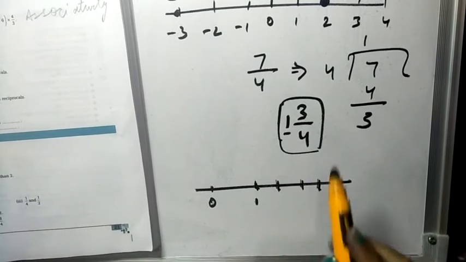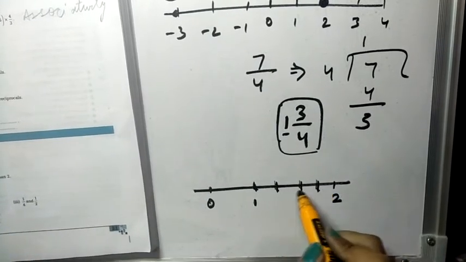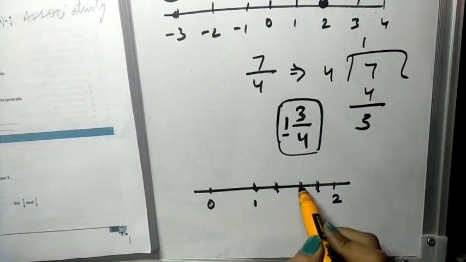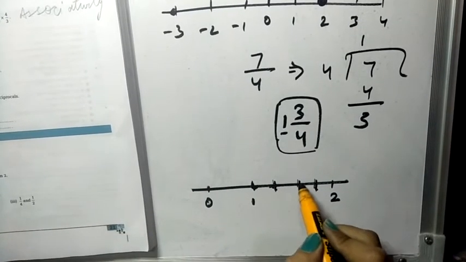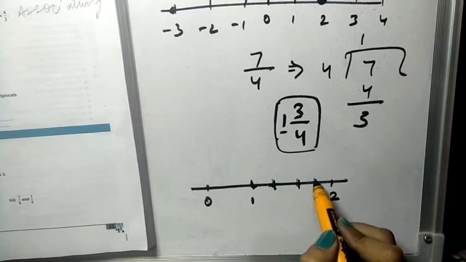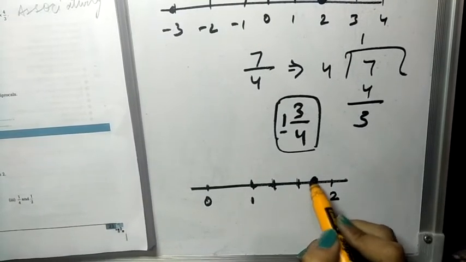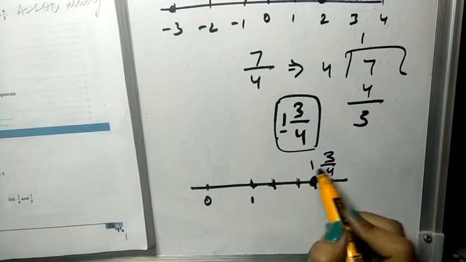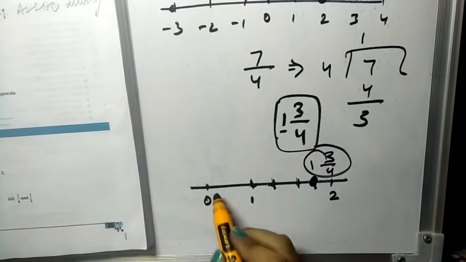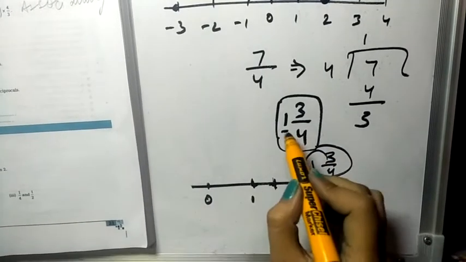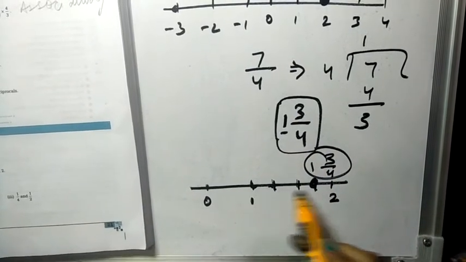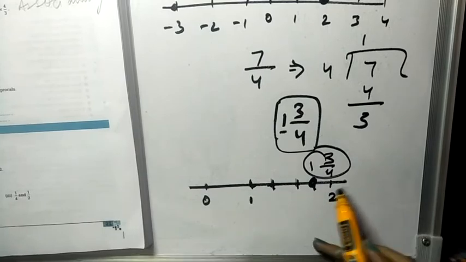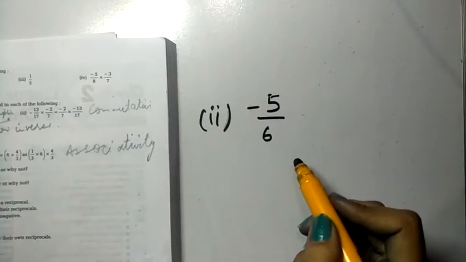Now for 3/4, in this we have to take 1, 2 and this 3. Total parts are 4 here, 1, 2, 3, 4, but we have to point to 3/4. So this is the 3/4. So the answer is this, because from 0 to 1 is completed. Now the 3/4 part we have completed on the 1 to 2. This is the second part of this question.